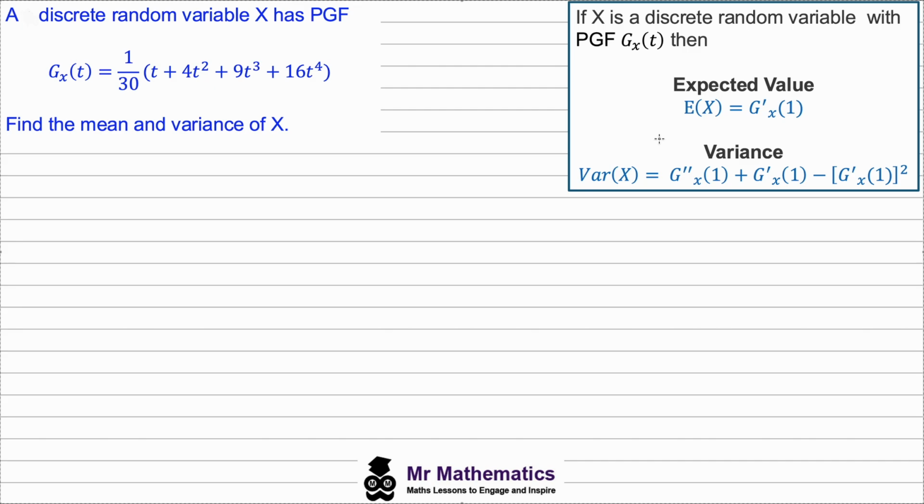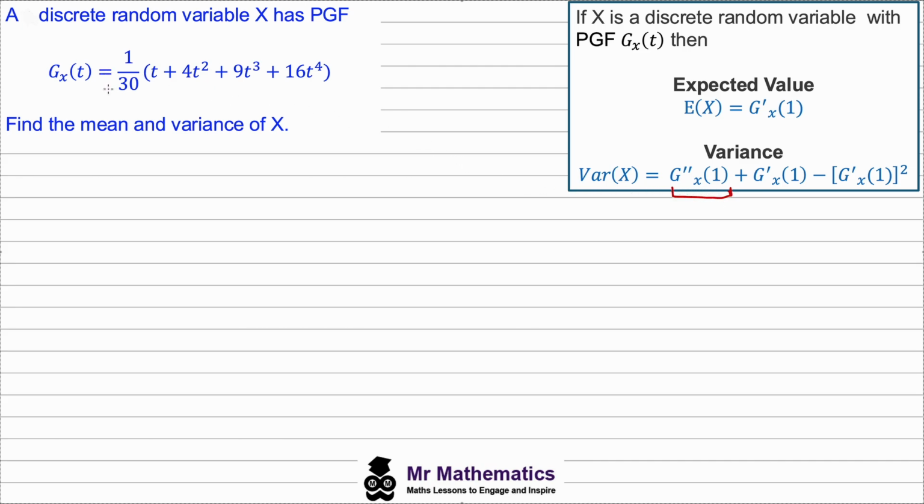So we're told in the formula booklet that if we've got a probability generating function in terms of x, then the expected value is the first derivative of that generating function when we let t equals 1. And for the variance, we need to find the second derivative and again let t equals 1. And I'll show you how to use each of these as we progress through the video.